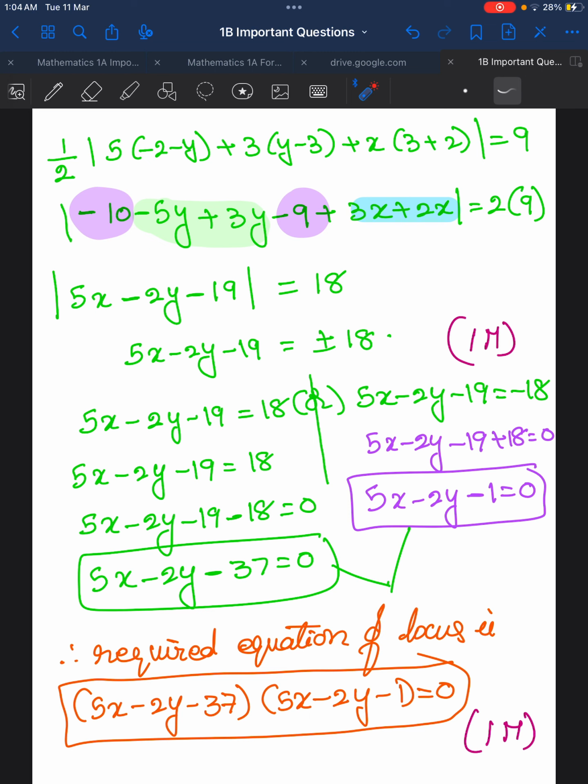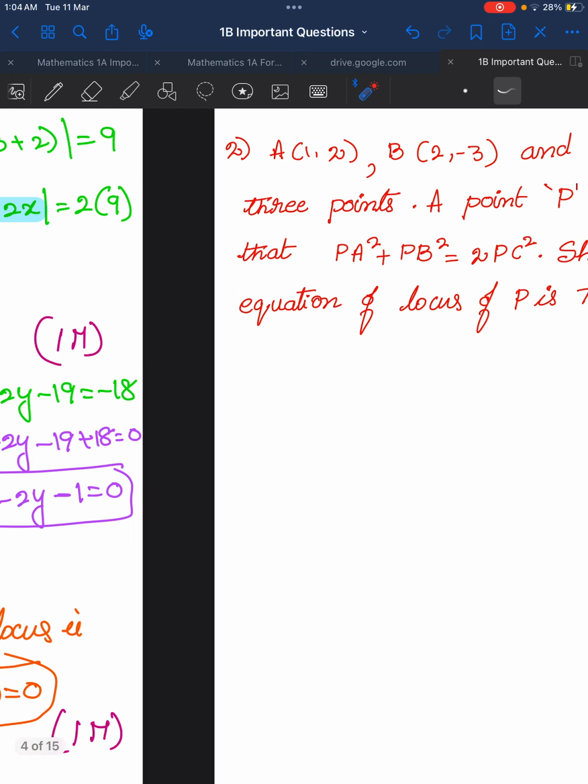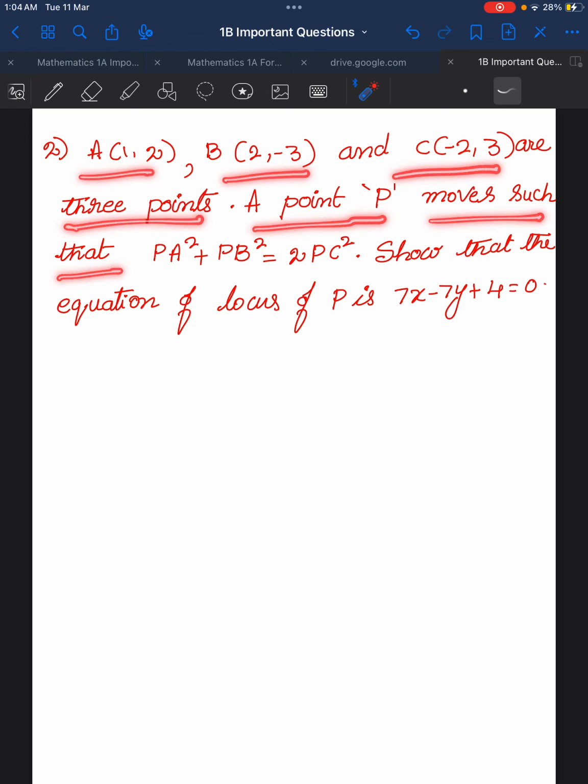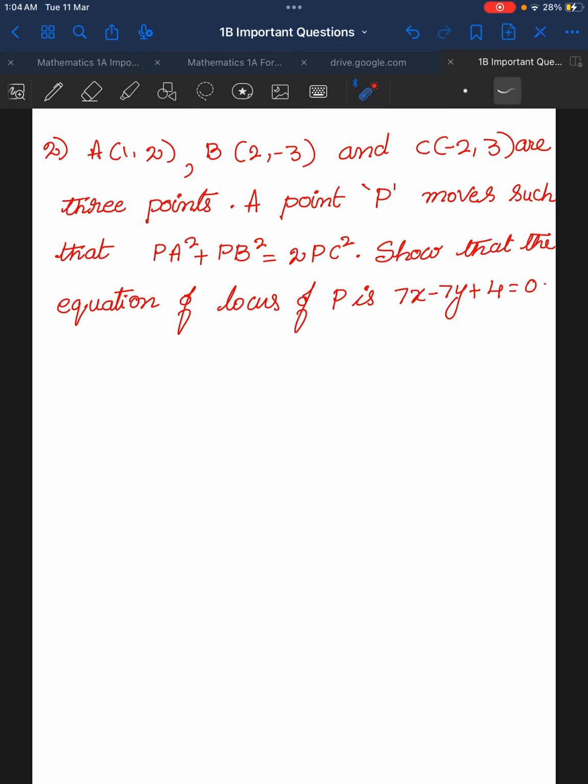Okay, thank you. Now I am going to teach you the second problem. Here see, this is the second problem. What is given here? A(1, 2), B(2, -3) and C(-2, 3) are 3 points. A point P moves such that PA squared plus PB squared is equal to 2PC squared. Okay, show that the equation of locus of P is this. Means you have to get the answer like this.